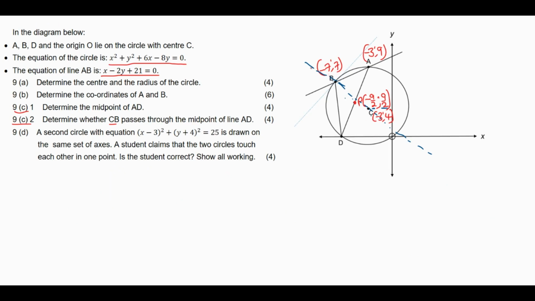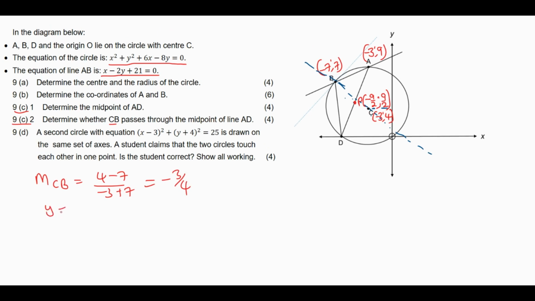Then method 2, we can find the equation of line CB, and then if we substitute the x coordinate of P into the equation, we must get the y coordinate of P if P is on the line. If we don't get the y coordinate after substituting the x coordinate, then P is not on the line. Let's find the equation of CB. We found the gradient of CB in the previous method, and that is negative 3 over 4.